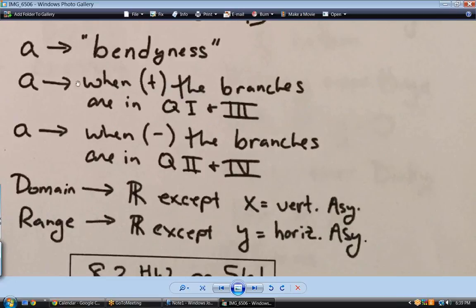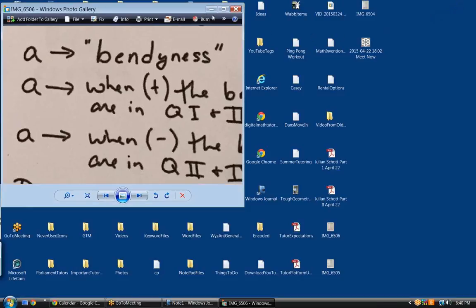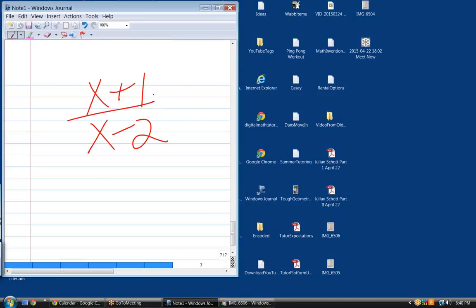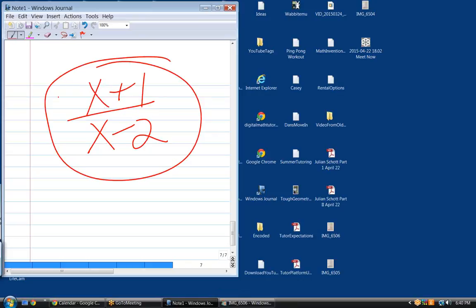And this basically says that if you have a hyperbolic function and everything's plus, you're going to be in quadrants 1 and 3. This one says that if everything's minus, you're going to be in quadrants 2 and 4. But that didn't help us very much when we had x plus 1 over x minus 2. What is that? Well, we couldn't tell. The only way to tell was to substitute some value for x, figure out which quadrant you're in, and then you know whether you're in 1 or 3 or 2 or 4.